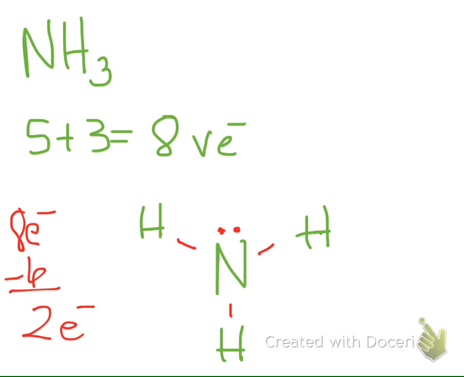So let's count nitrogen's electrons here. Okay, it has how many here? 2, 4, 6, 8.